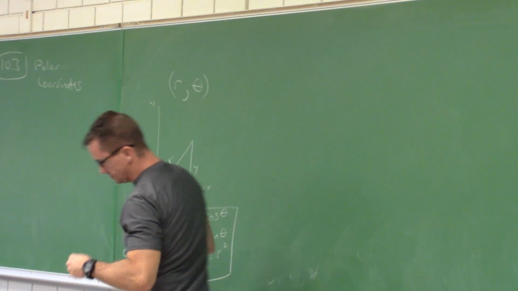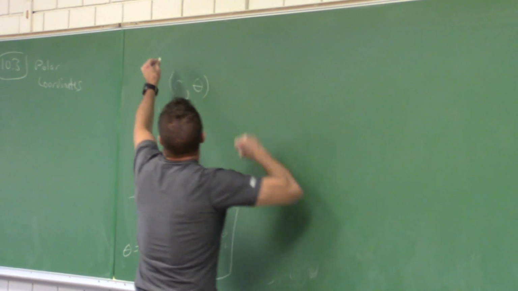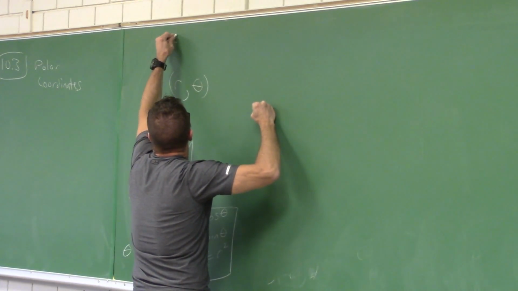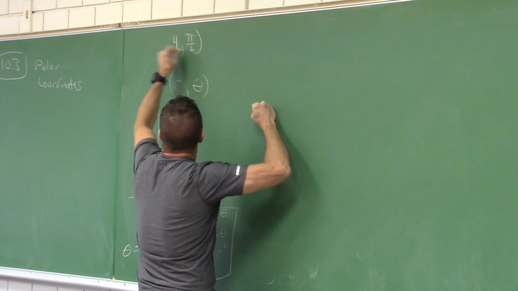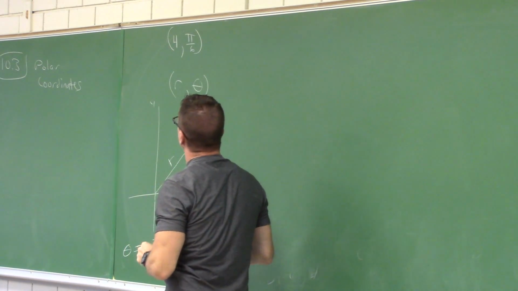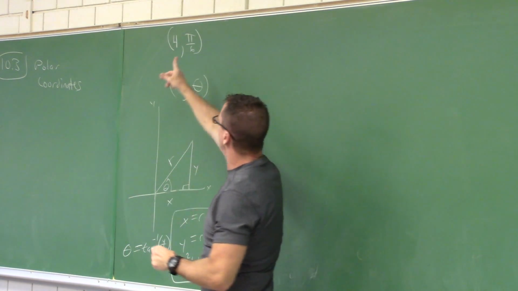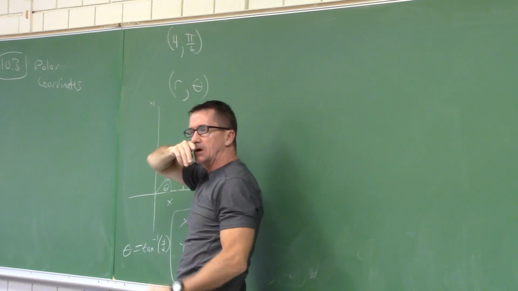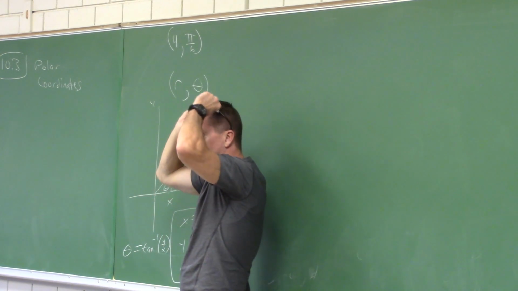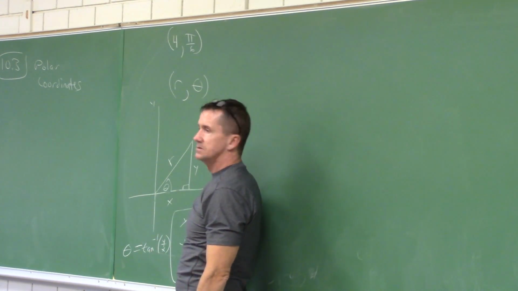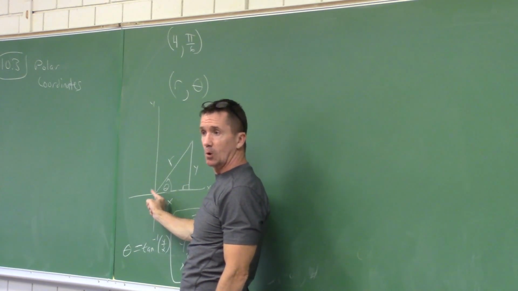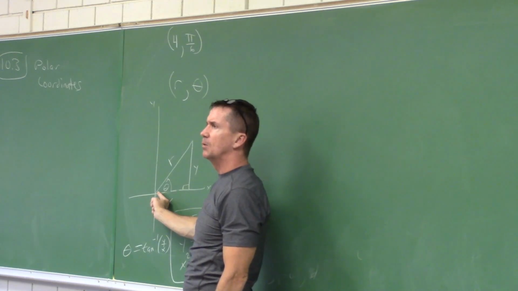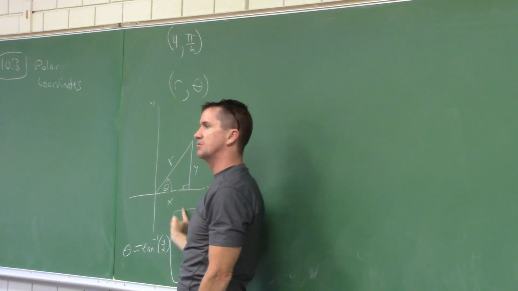Okay, the angle is pi over 6, and r is 4. Now this is a point in polar coordinates. Can you help me figure out where it is? What quadrant is that in? So what happened? It went a distance of 4 away from the origin or the pole. But which way did it rotate? That way or this way?